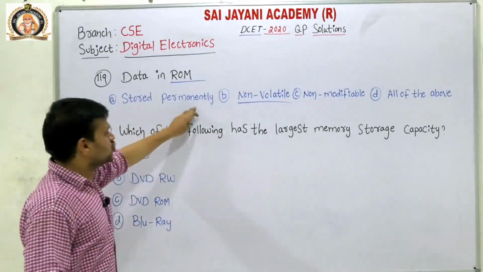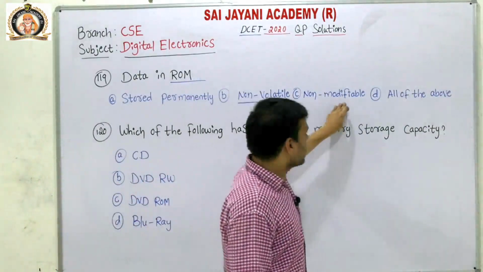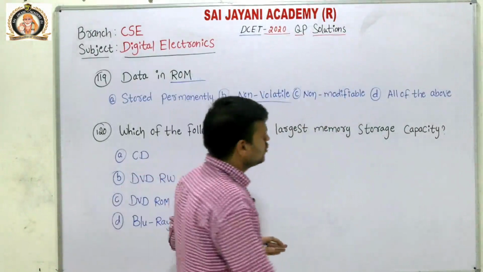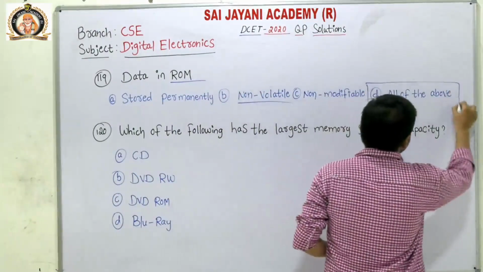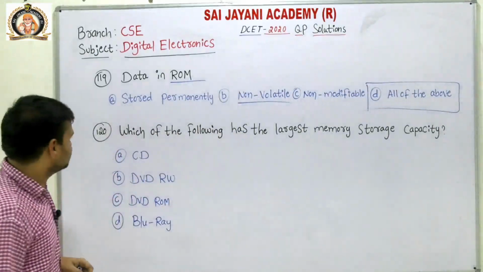So option A, stored permanently, and non-volatile and non-modifiable, all options are right. So option D, all of the above, is the right answer for question number 119.